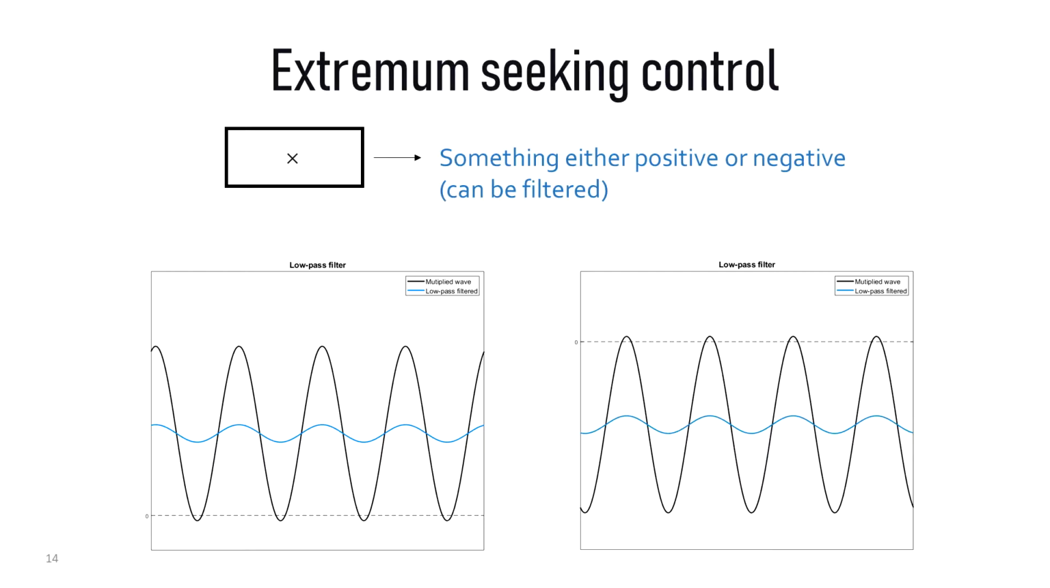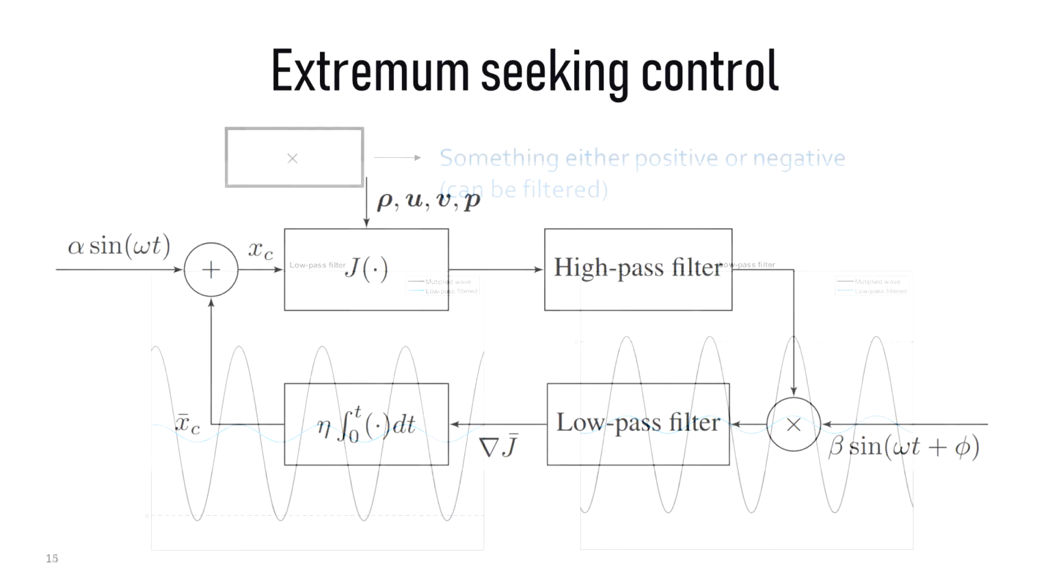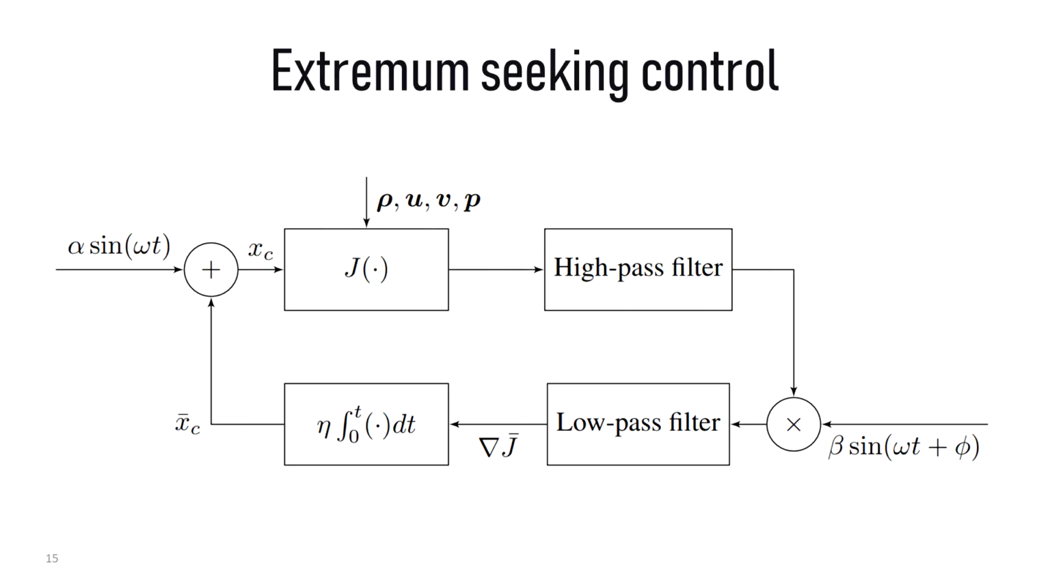A positive or negative function indicates the way we must change the input to move towards the optimal. The resulting loop looks like this.